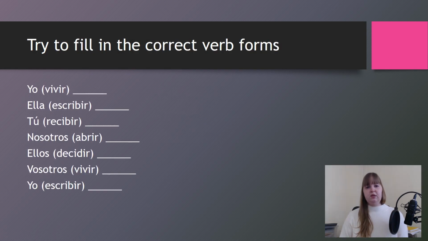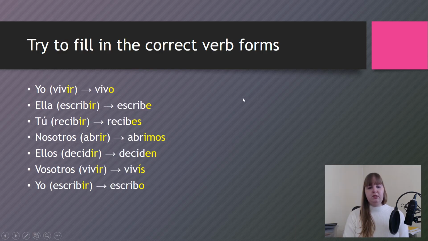Let's move to the second exercise. In this exercise, you should fill in the correct verb forms. So please pause the video and try to do this exercise. When you are ready, check then the results with me.